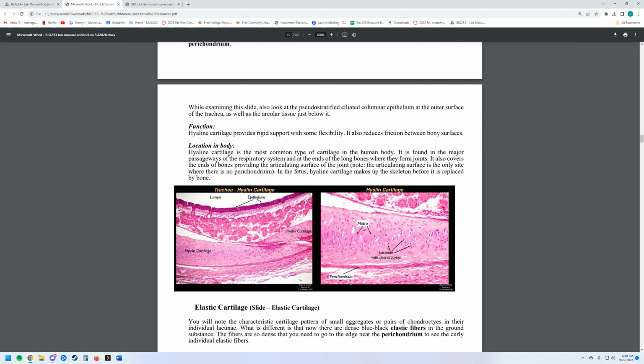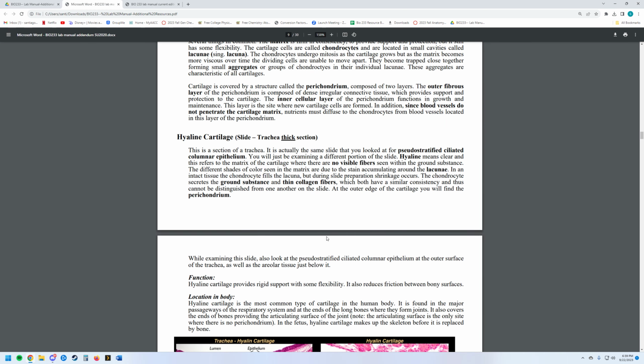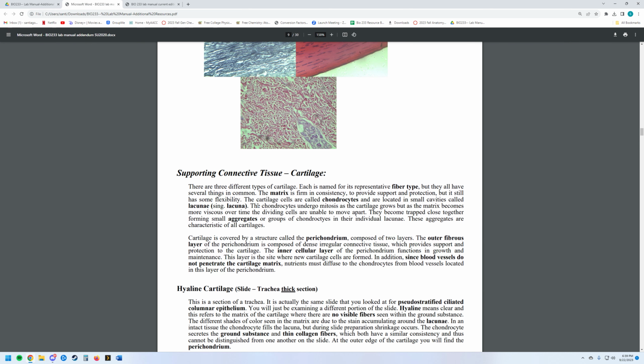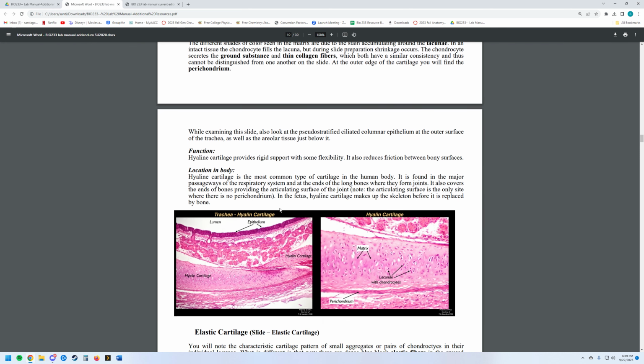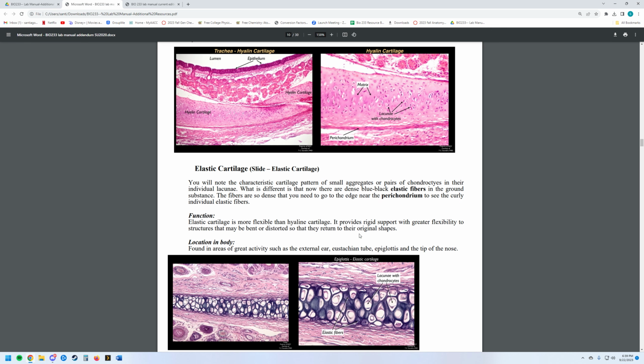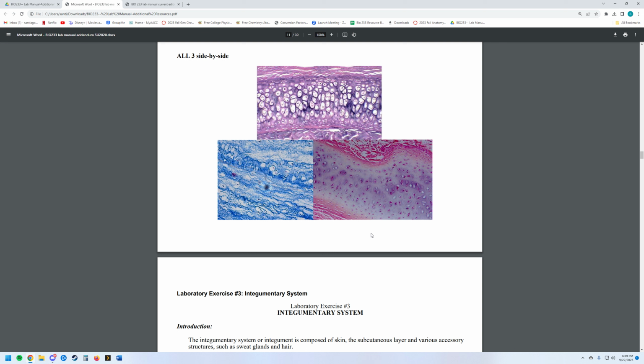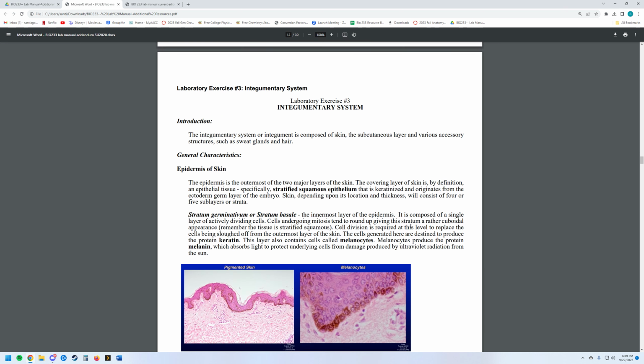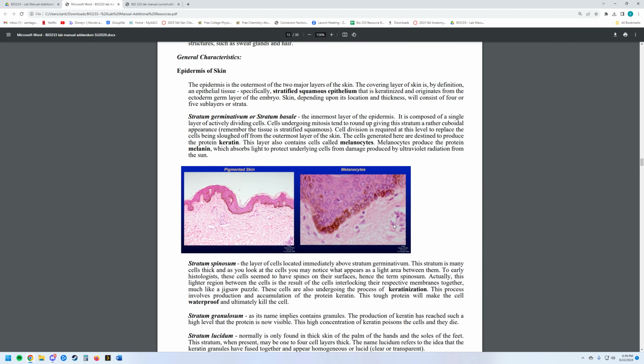Let's go back up. Hyaline cartilage is what that is. Why it's dark. Anyway, that takes us to integumentary. Yay, we did it.